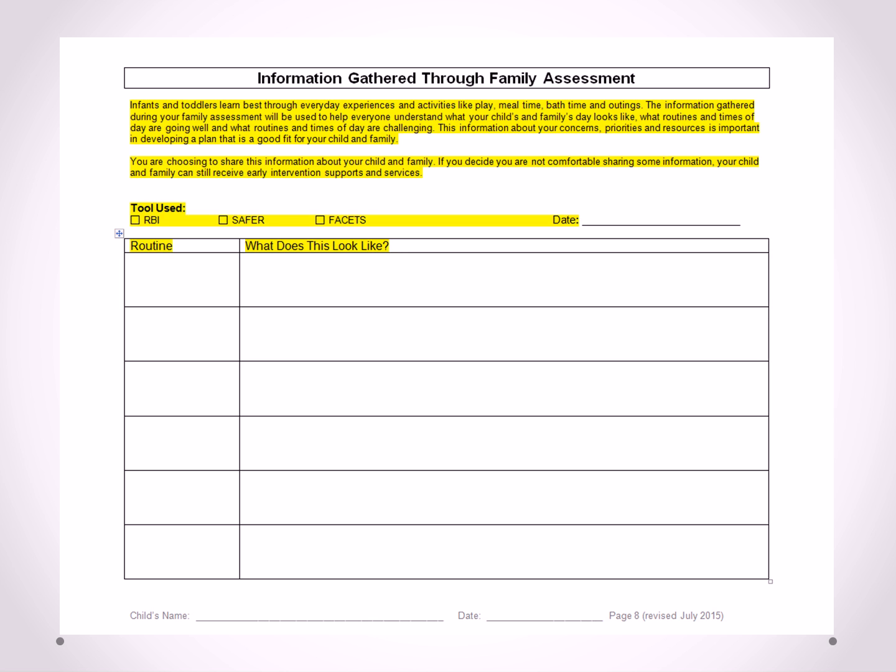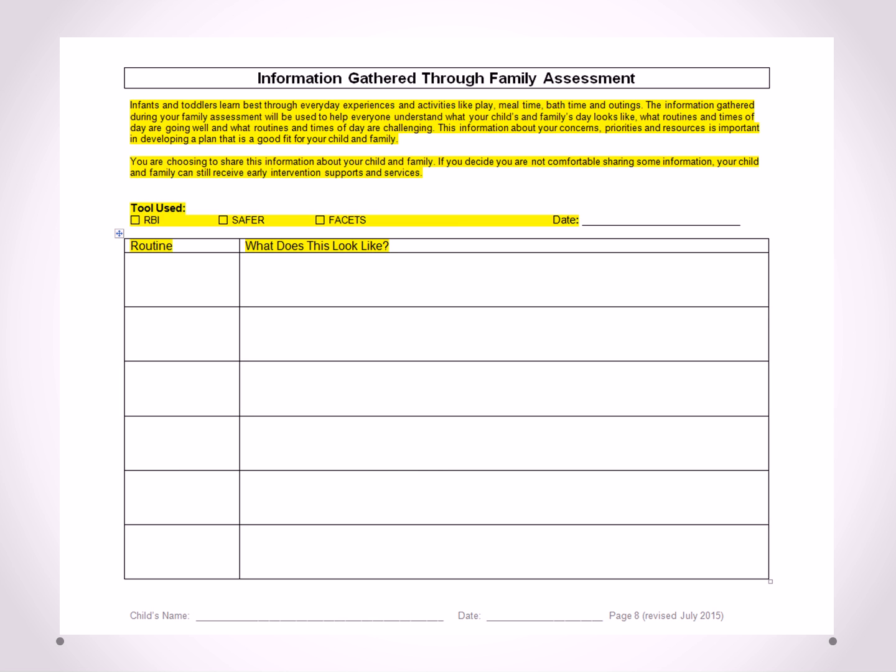Now, the next section down, this is where the bulk of the information is going to go. So you're going to note the routine. That could be getting up in the morning, whatever the family says. You're going to note that there, and then you're going to put enough information in the what does this look like box to give a clear picture of what that time of day looks like, including how the child's participating and the satisfaction of the family with how that time of the day currently looks or currently is going for them.